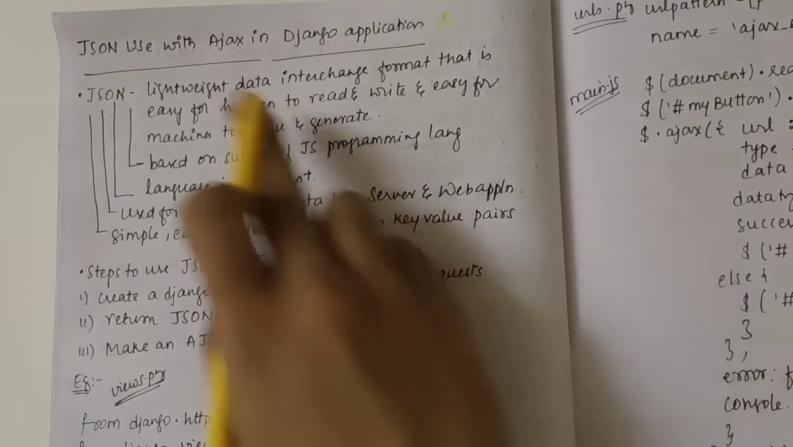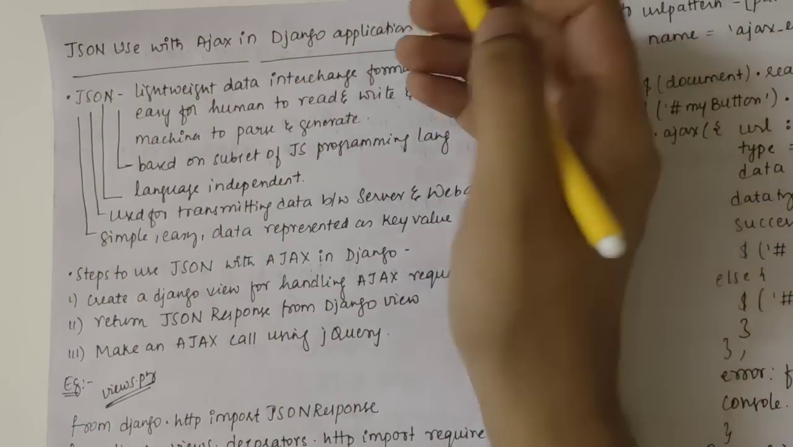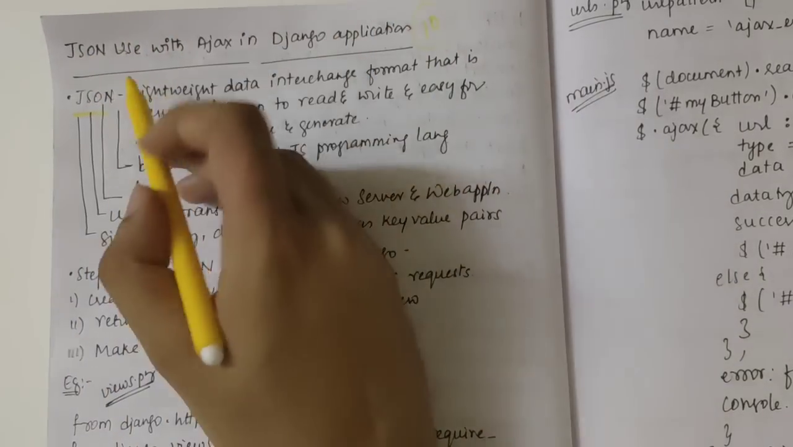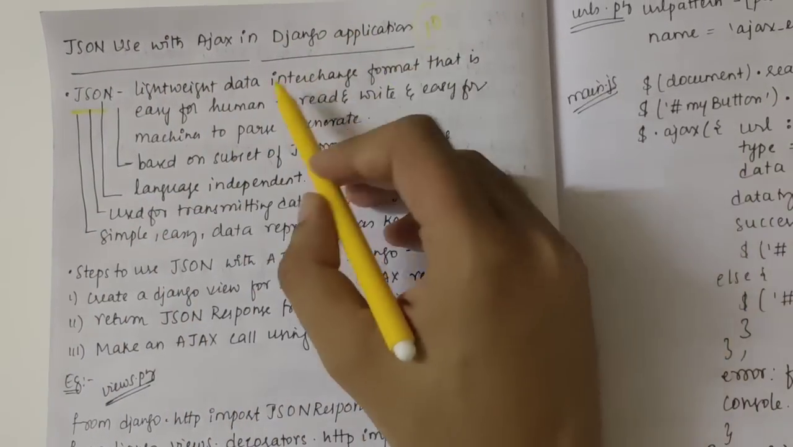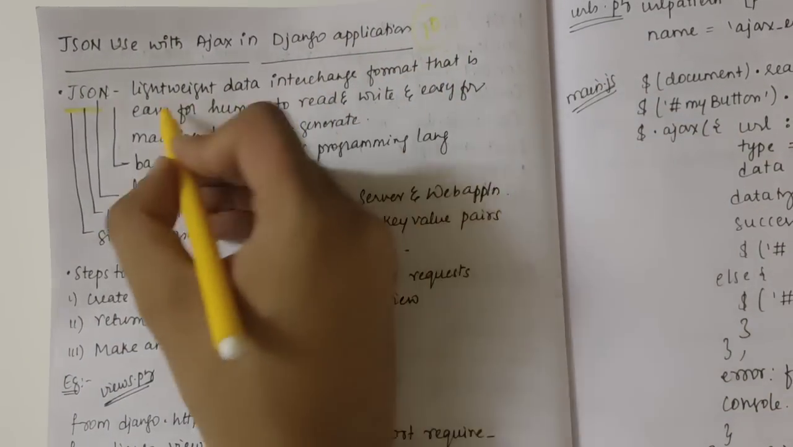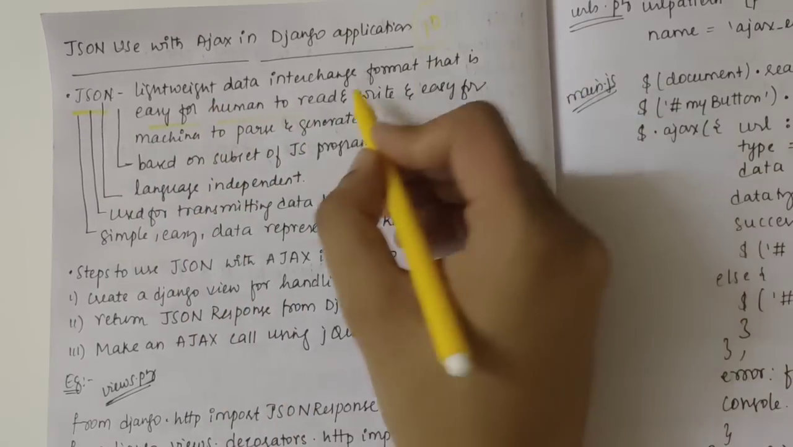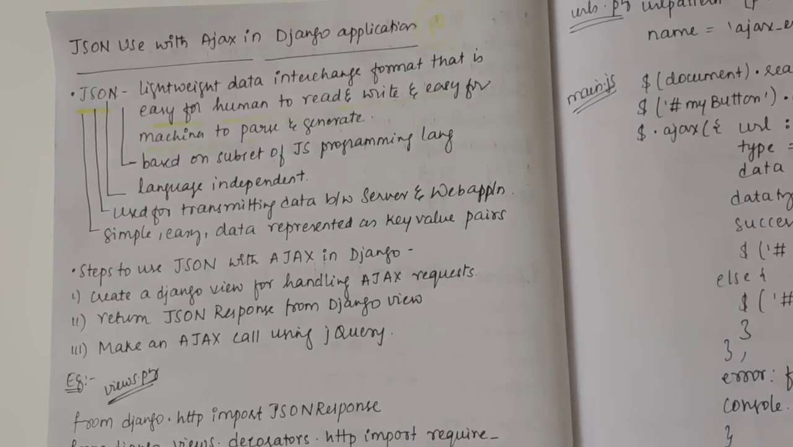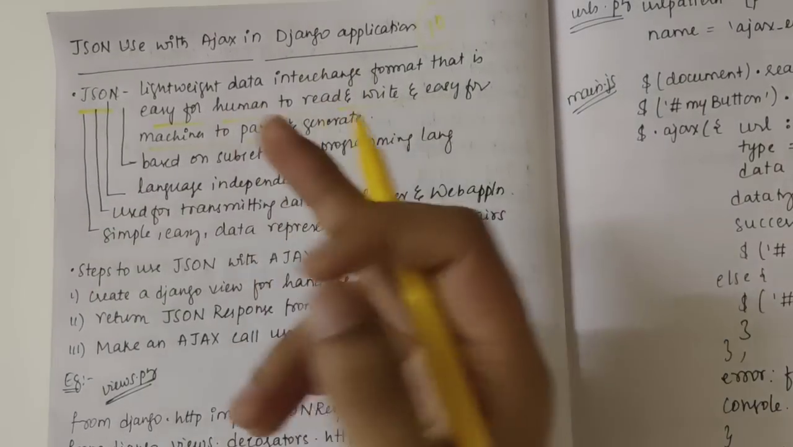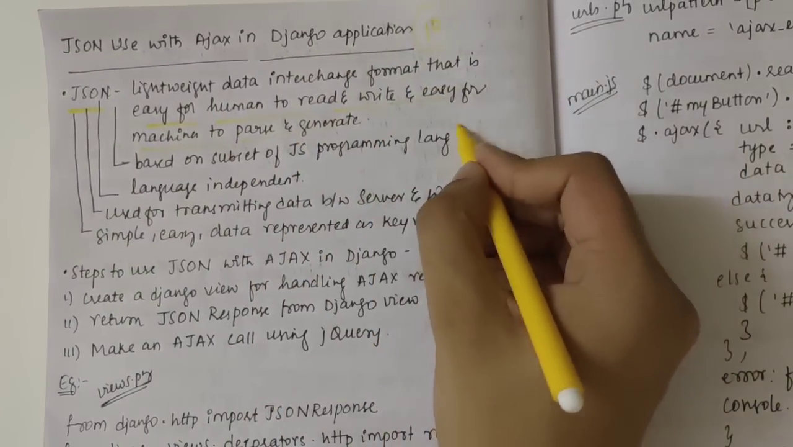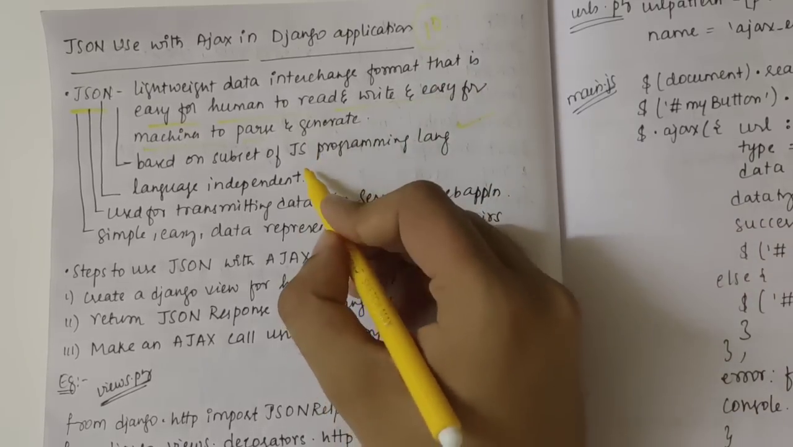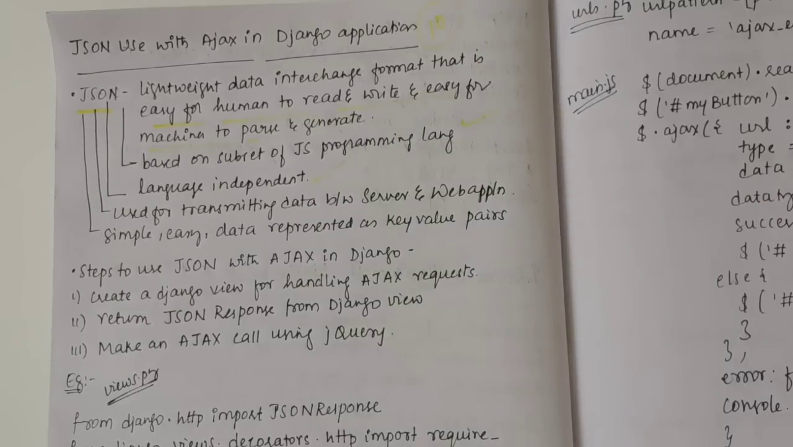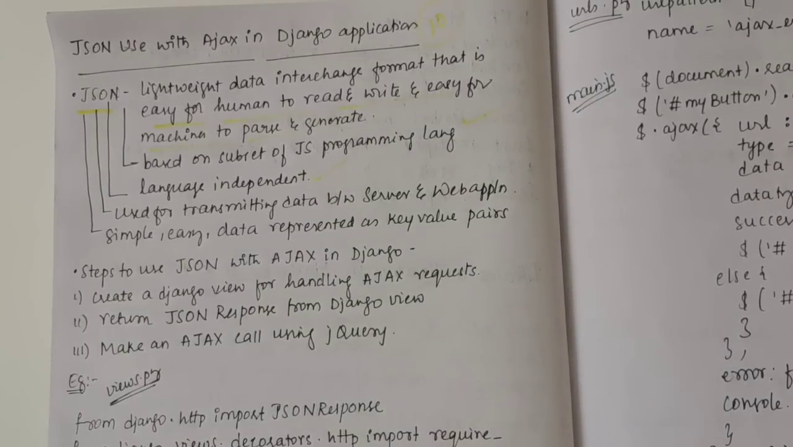Next topic we have is the JSON used with Ajax in Django development. So understanding the definition, JSON is a lightweight data interchange format that is easy for humans to read and write, and easy for machines to parse and generate. JSON is based on a subset of the JavaScript programming language, so it is language independent. That is, we can make use of this in most of the programming languages.